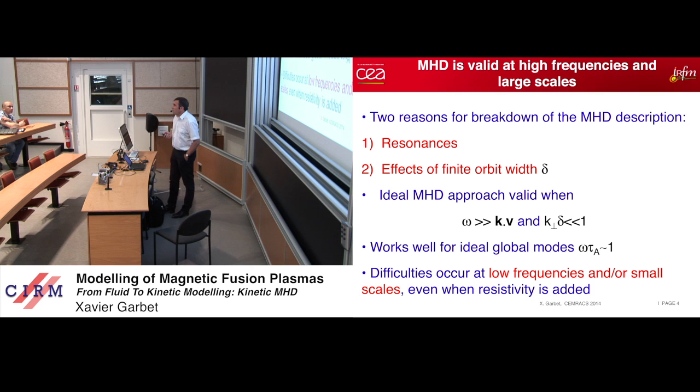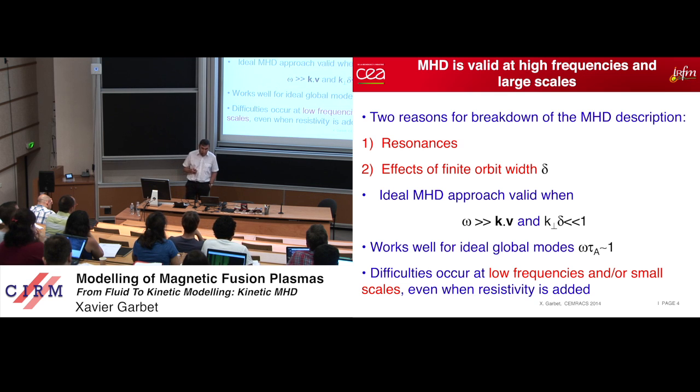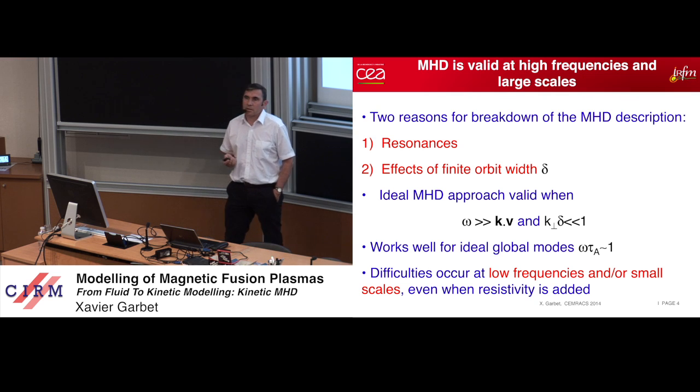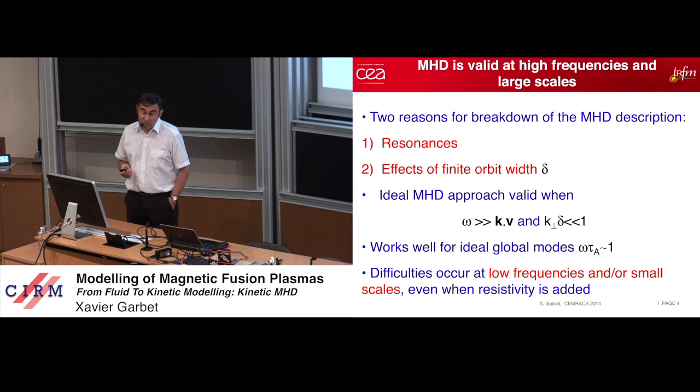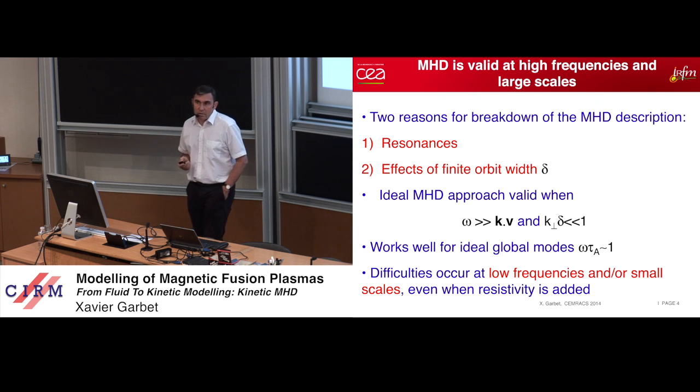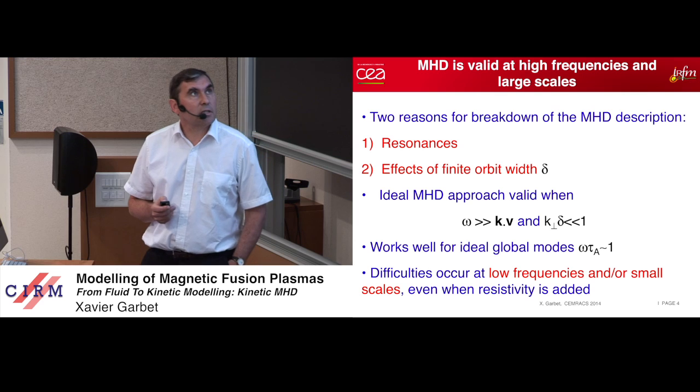The MHD descriptions can fail at least in two cases. One is a case where you encounter, for one reason or another, a Landau resonance. We have seen many examples in the past few days, on Monday and Tuesday. Typically, when the phase velocity of a wave equals the velocity of particles, right? There is something close to a singularity that appears in the phase space and cannot be very well described, or not described at all, by moments of the kinetic equation.